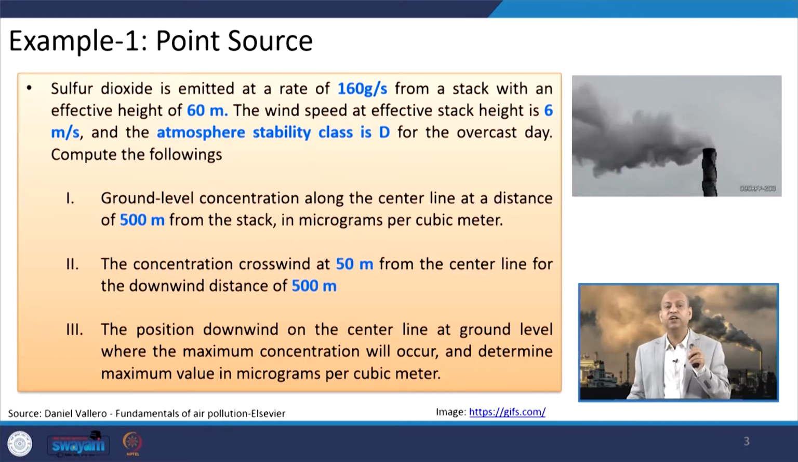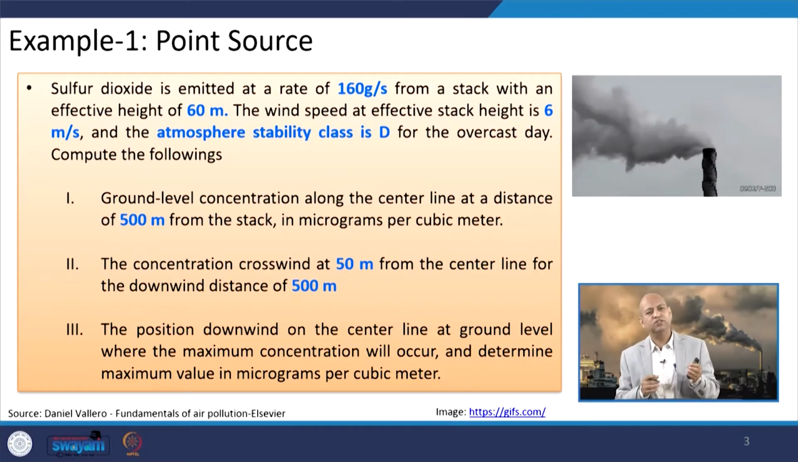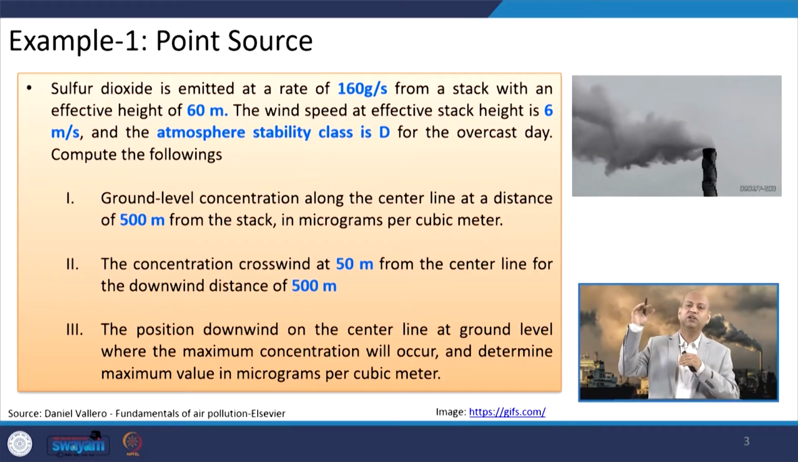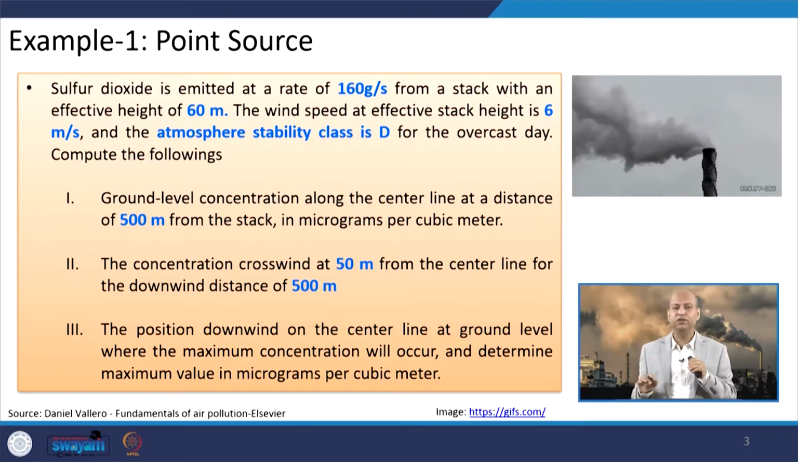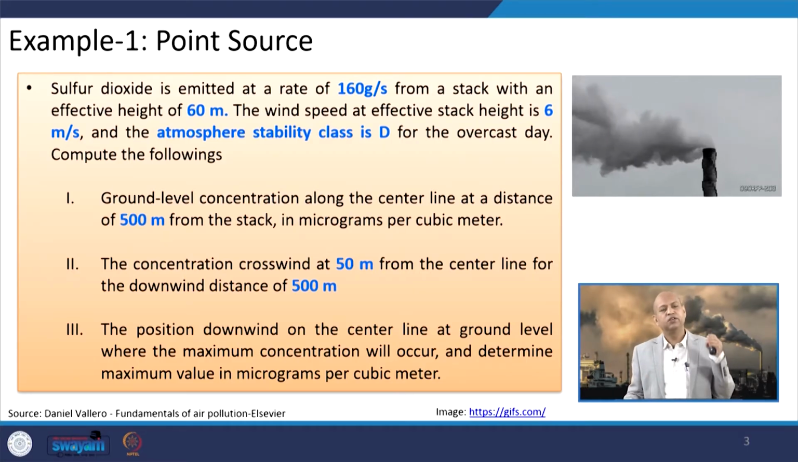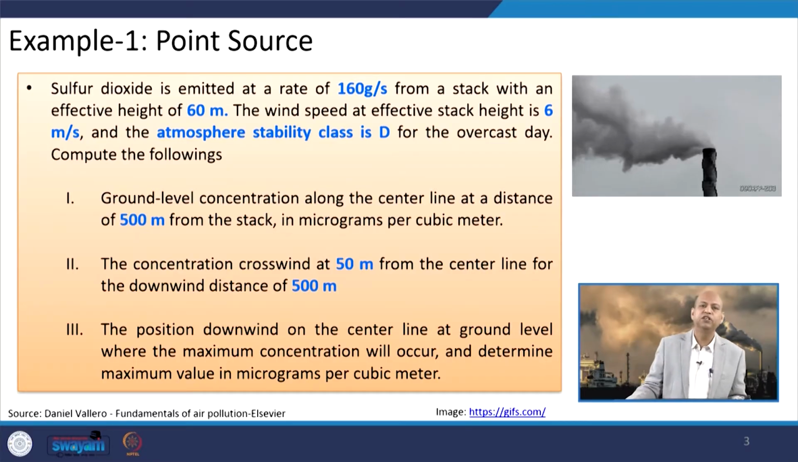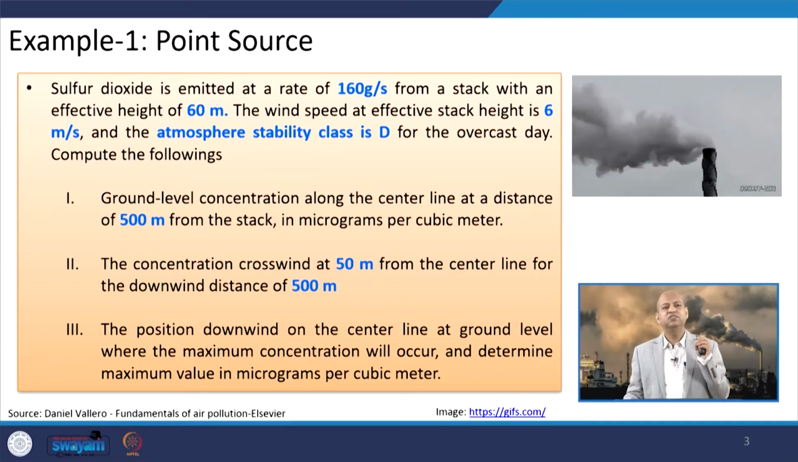Then the wind speed at the effective stack height is 6 meter per second. Again, it is easy because it is already given. Otherwise, normally the wind speed at ground level, around 10 meter above the ground, is given. Then we have to estimate the wind speed at the effective stack height and use it, otherwise there will be error in the model calculations. But here it is given that the wind speed at the stack height is 6 meter per second.